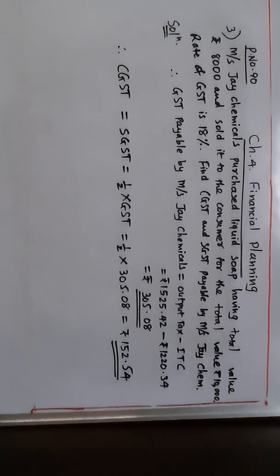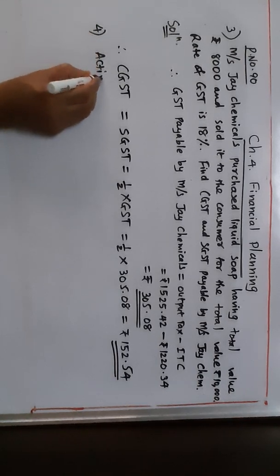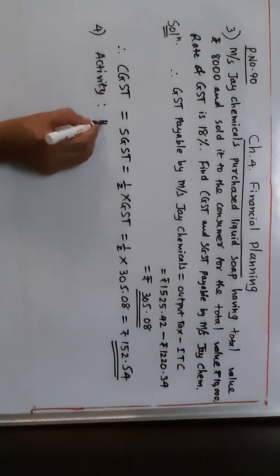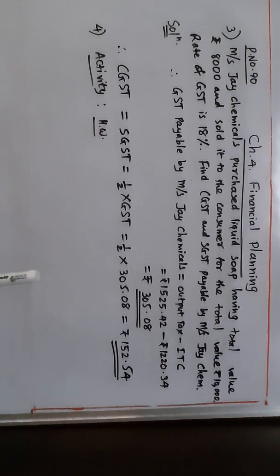So this is the way the entire exercise 4.2 is to be done. The fourth sum is an activity sum, and I hope you will do this sum so that you can understand more clearly the idea of input tax and input tax credit as well as output tax. There is a chain of manufacturer, wholesaler, retailer and consumer given there. So every time you have to follow the same steps. So that is an activity sum which you will do by yourself.